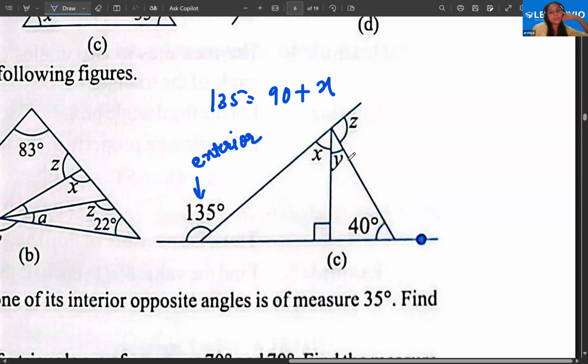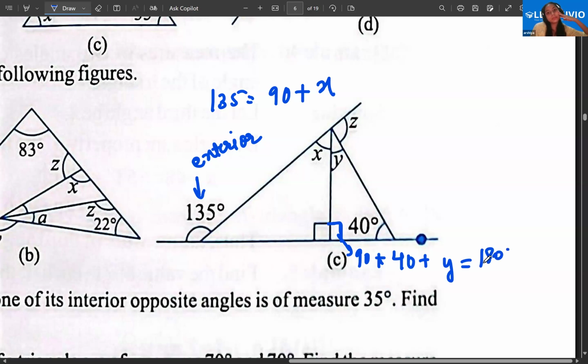Now you will find the value of x. Now what about y? If this line is 90, this will also be 90, right? So the angle is 90. Now it will be 40 degrees, right? With 90? Yes, very good. So 90 plus 40 plus y will be equal to 180.